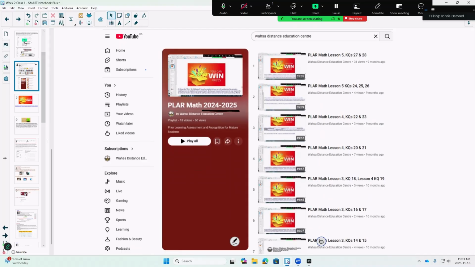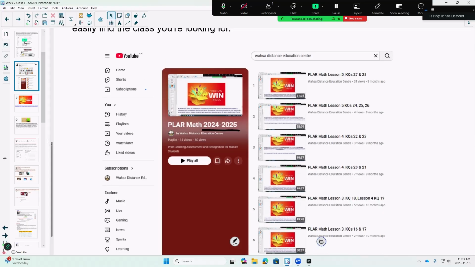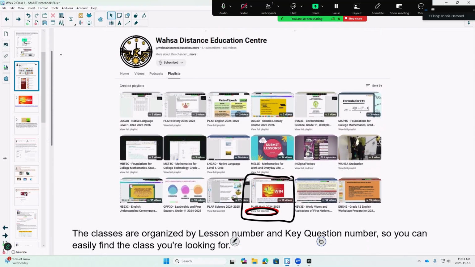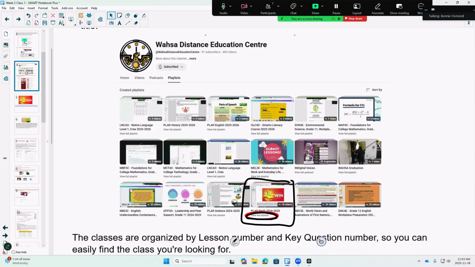So this will be the classes that were recorded last year in term 2B. So the material is pretty much the same. So if you watch these classes, they will help you with the math that we're doing now. So you can go back and watch those classes. As I record new classes, they are being uploaded to YouTube. So pretty soon you will see a PLAR Math for 2025, 2026 there. And those are the newer classes.